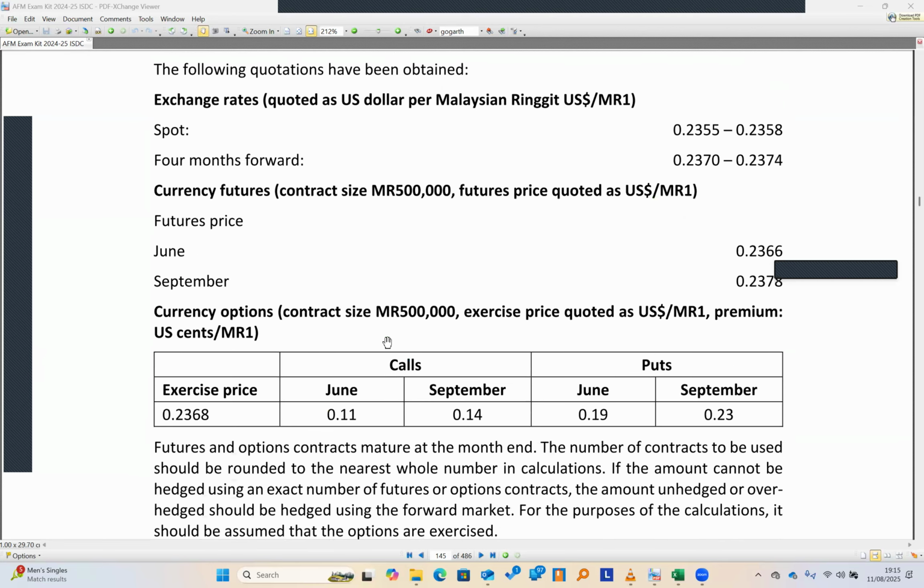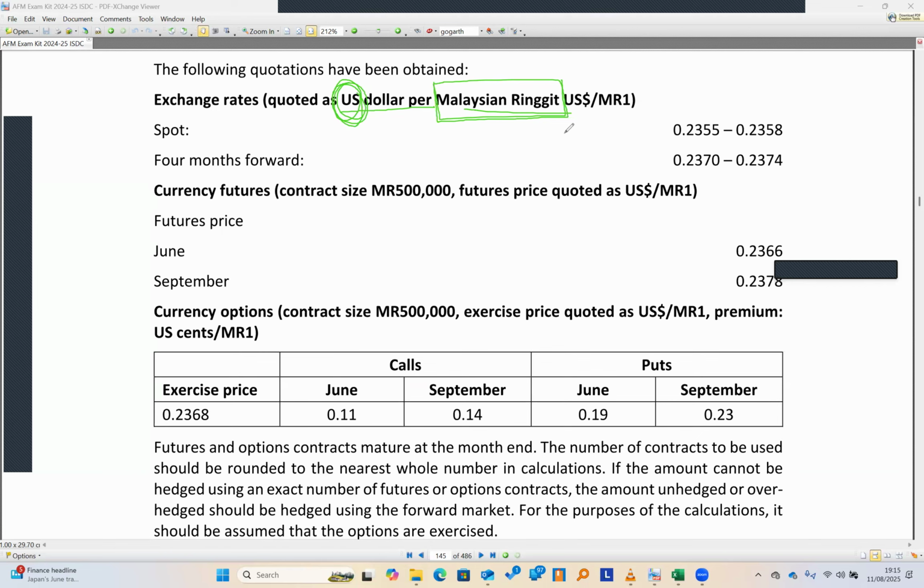So the spot, and they're giving us as US dollar per Malaysian ringgit. So that always means that the Malaysian ringgit is the base currency. Some people confuse this and say the country where you are is the base currency, which is usually true, but the examiner can confuse you by giving you Malaysian ringgit per US dollar, and the US dollar becomes the base currency. So the idea should always be the one which is quoted as 1 is the base currency.